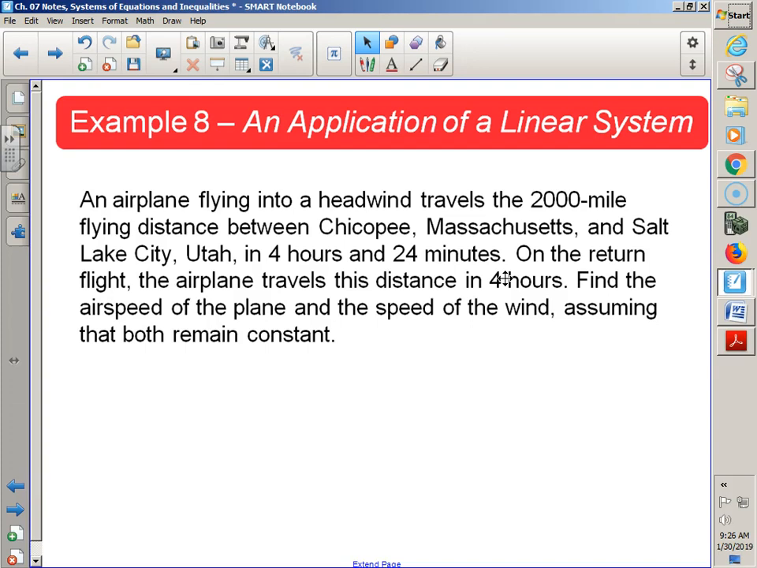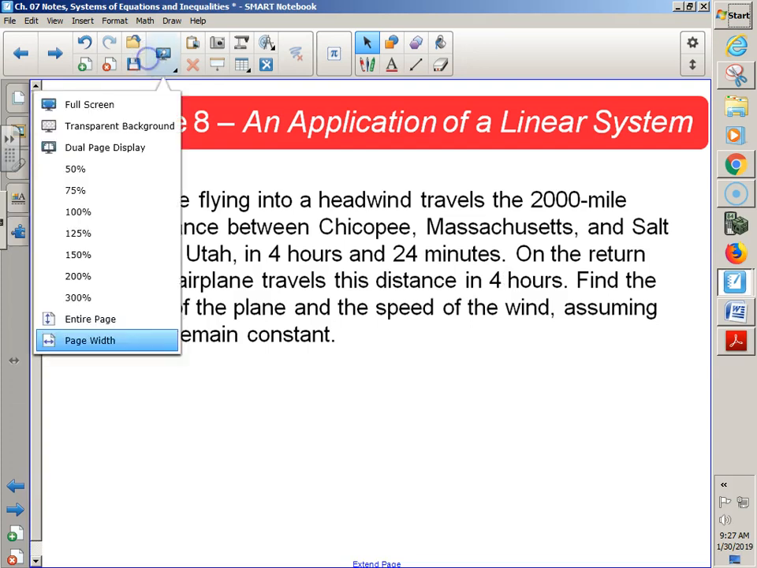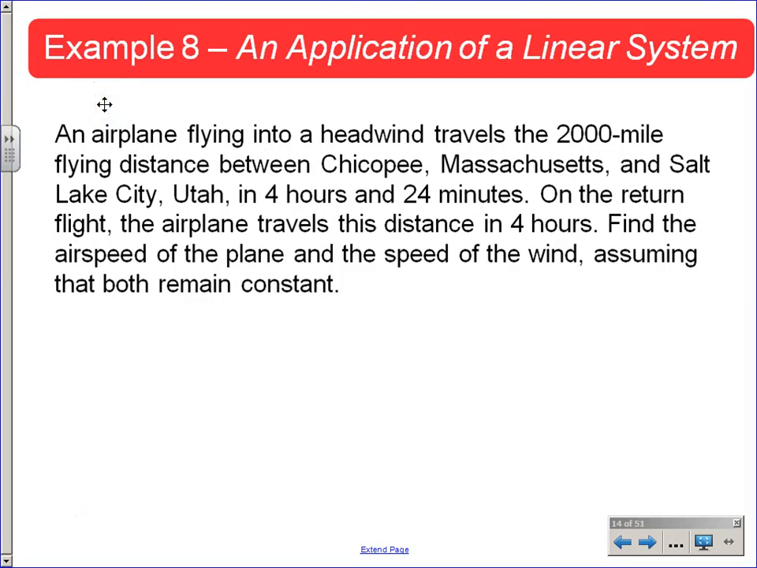So what if we have, ironic, Kim was talking about a headwind a second ago. What if you have an airplane flying into a headwind, traveling a 2,000-mile distance between Chicopee, Massachusetts and Salt Lake City, Utah in 4 hours and 24 minutes? Do we know how fast said airplane is going if you guys quickly read through the rest of the problem? How fast is the plane going? No clue. How fast is the wind? No clue. All right, well.